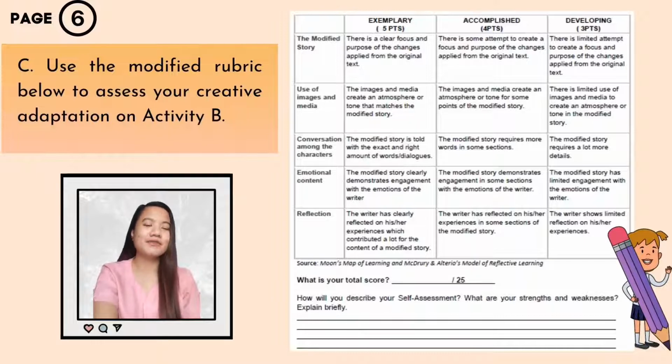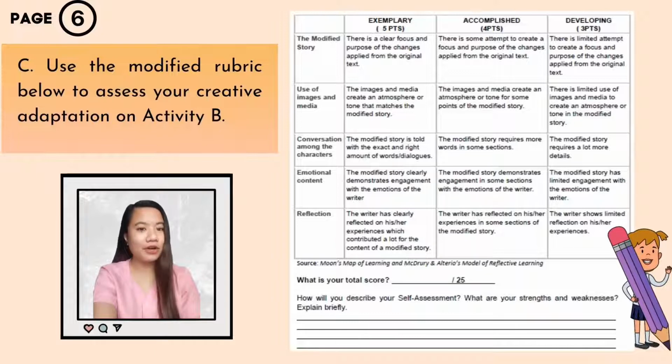You can get 4 points, or equivalent to accomplished, if there is some attempt to create a focus and purpose of the changes applied from the original text. You can get 3 points, or developing, if there is limited attempt to create a focus and purpose of the changes applied from the original text.